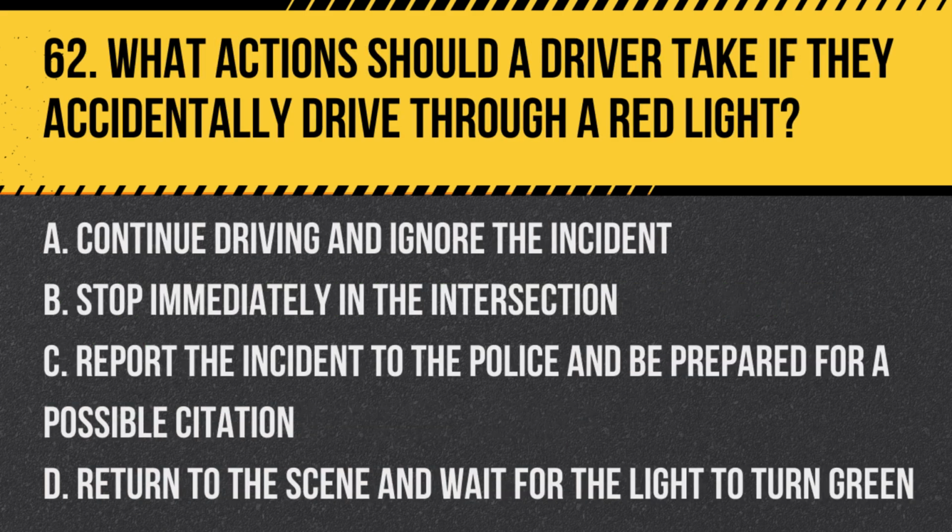Question 62. What actions should a driver take if they accidentally drive through a red light? A. Continue driving and ignore the incident. B. Stop immediately in the intersection. C. Report the incident to the police and be prepared for a possible citation. D. Return to the scene and wait for the light to turn green.